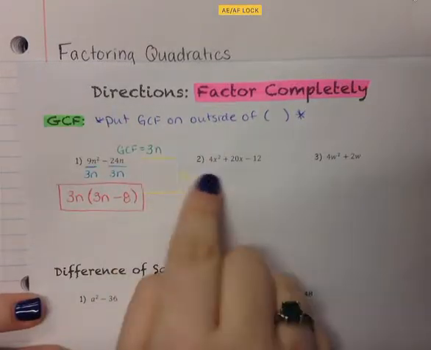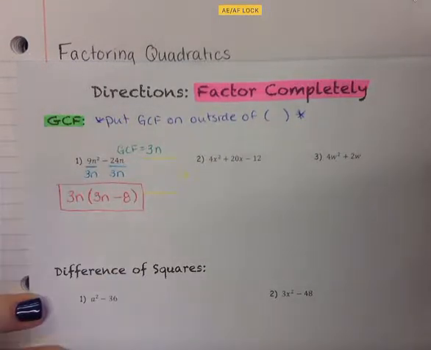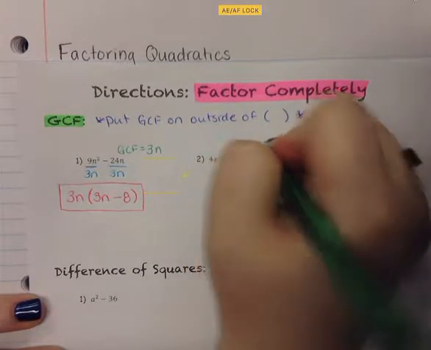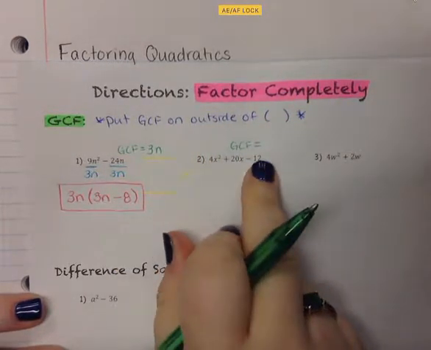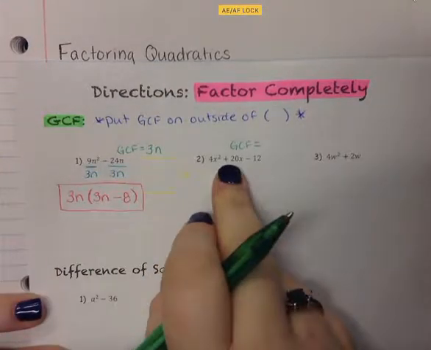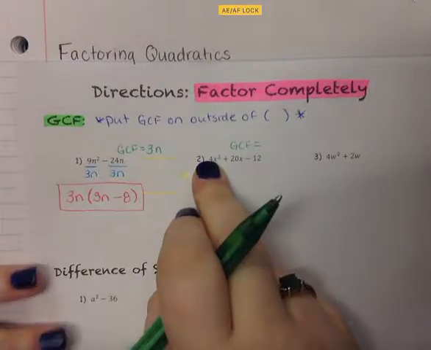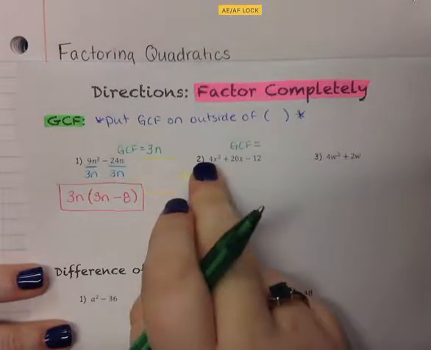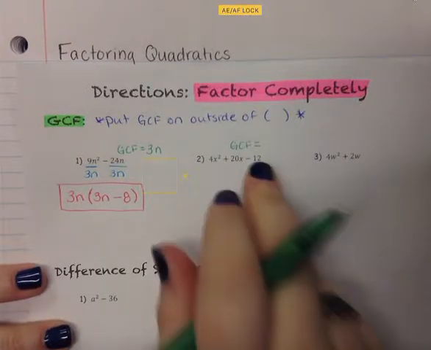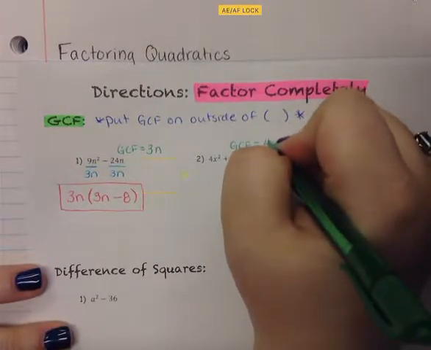So I'm going to go a little faster on this next one. We're going to look for our GCF. This time we have three terms, so we have to make sure we look at all three terms for it to be common. So again, look at our number first. The smallest number is 4. So I look to see, can everything be divided by 4? 4 can, 20 can be divided by 4, and 12 can be divided by 4. Therefore, my GCF right now is a 4.